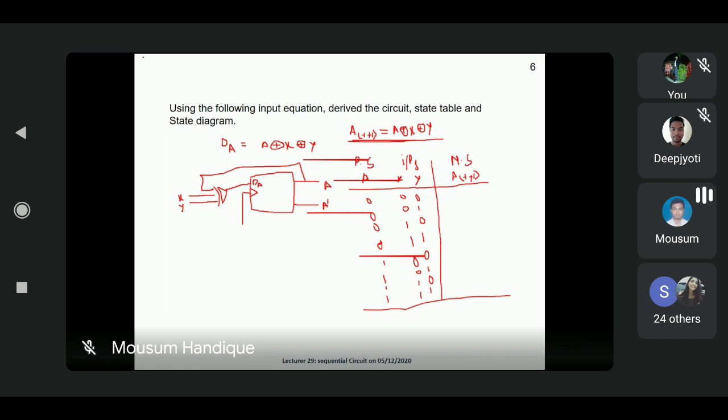Now can you tell me how we can get the next state? Anyone? From the table of the D flip-flop. Yes, obviously we are using the D flip-flop, so we can check the properties of the D flip-flop. Which properties are you looking at? The excitation table properties. The excitation table, or the normal truth table of the D flip-flop, is required to get the next state.